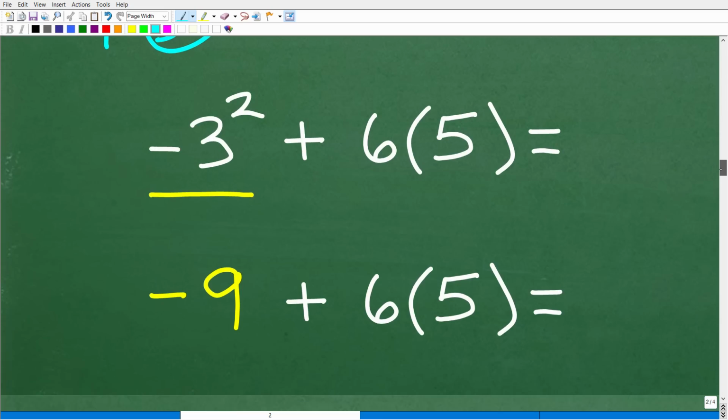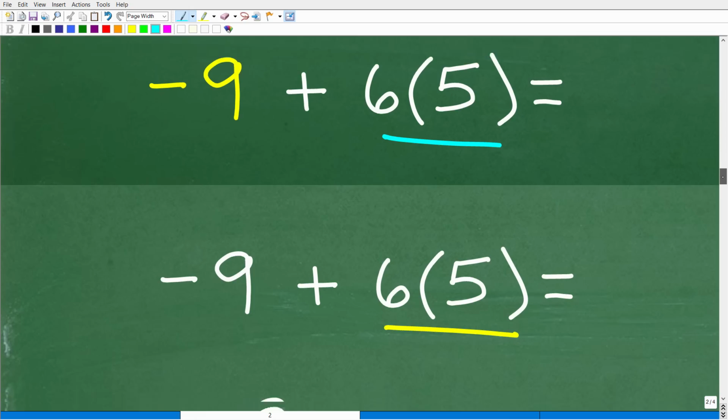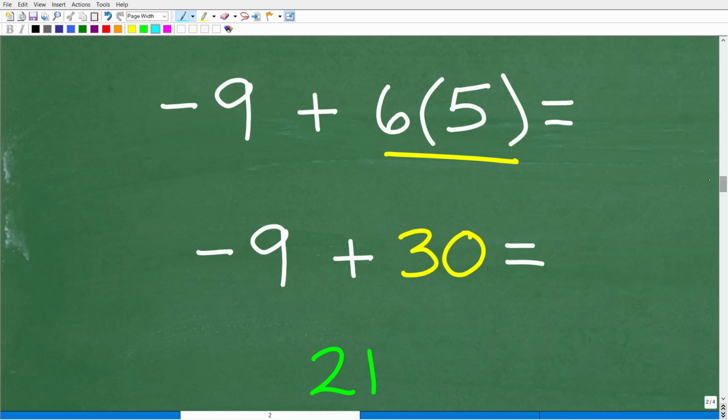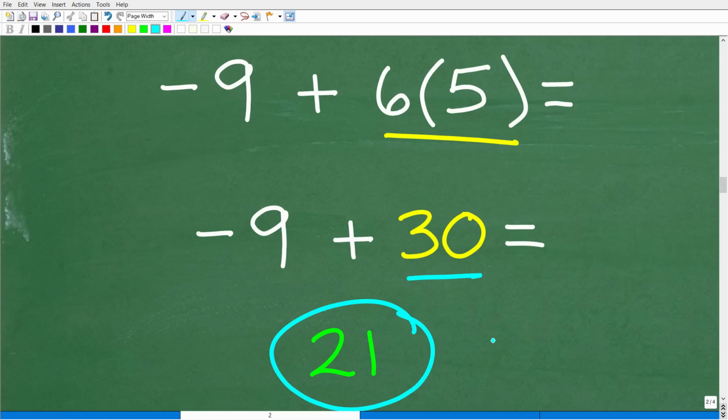Now at this point, we're doing our PEMDAS. We have to take care of the power, so this negative 3 squared is negative 9, not positive 9. And so we have negative 9 plus 6 times 5. So 6 times 5 is 30. So negative 9 plus 30 is 30 minus 9, and the correct answer would be 21.